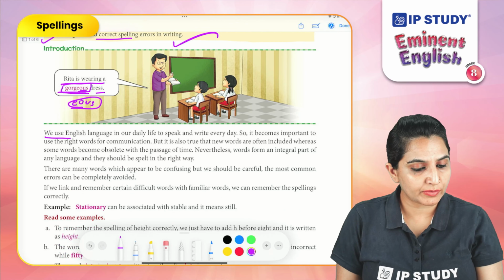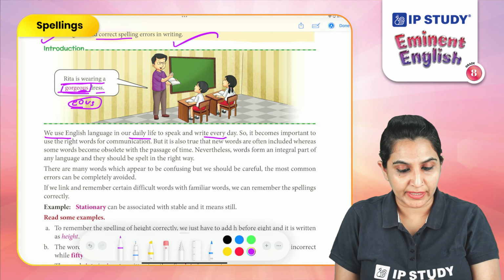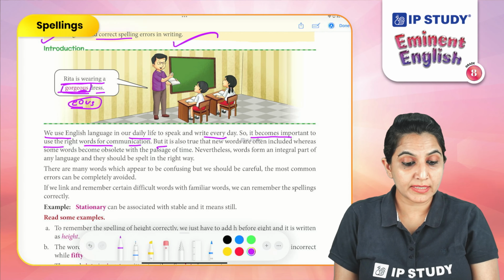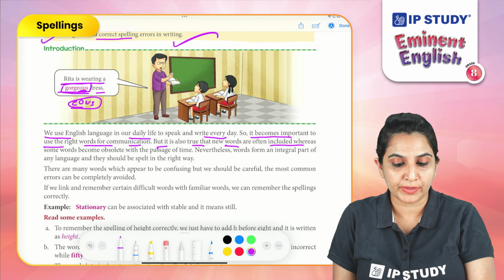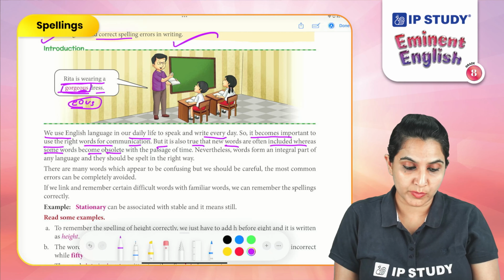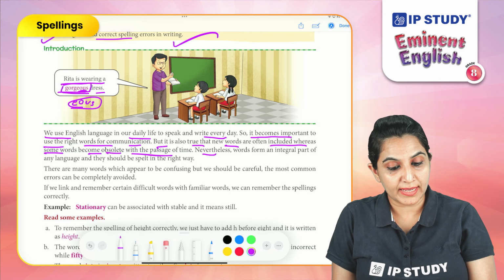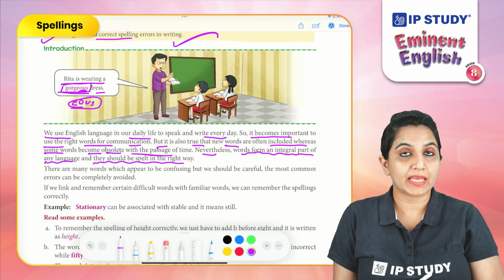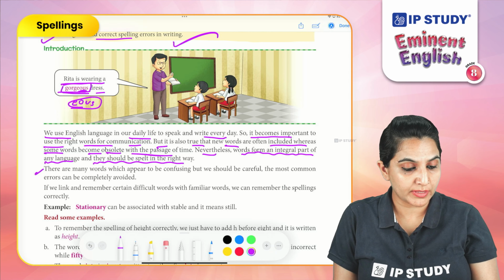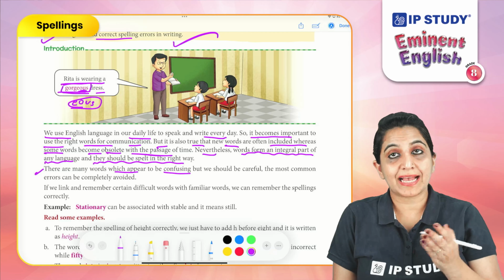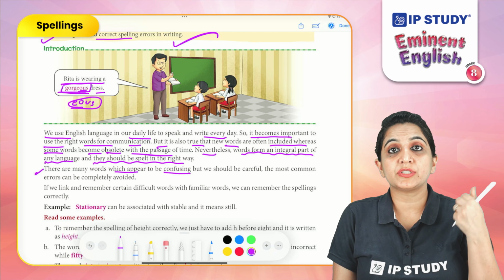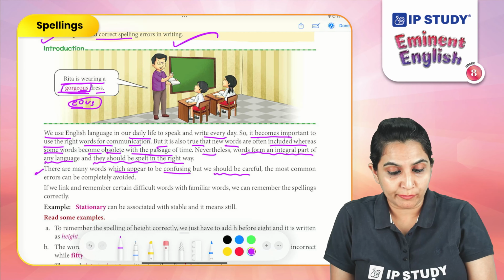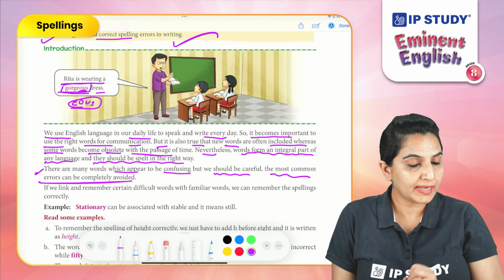We use the English language in our daily life to speak and write every day. So it becomes important to use the right words for communication. But it is also true that new words are often included, whereas some words become obsolete with the passage of time. Nevertheless, words form an integral part of any language and they should be spelled in the right way. There are many words which appear to be confusing, as we discussed in the previous chapter, words which are often confused, and some words which are often misused. But we should be careful, and the most common errors can be completely avoided.